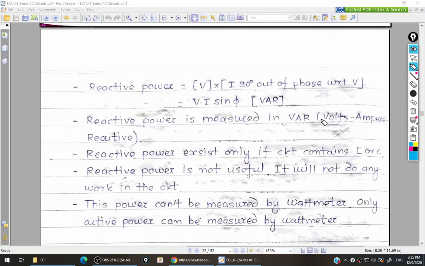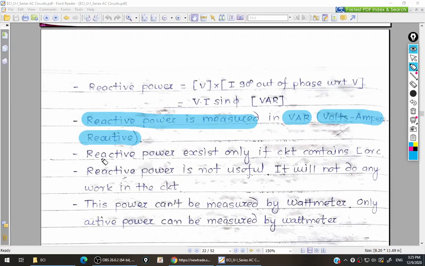Okay, so just now we have seen reactive power. How is reactive power measured? It is measured in var, meaning volt ampere reactive. Okay, and I already told you that reactive power is circulating power, so it can exist only if the circuit contains inductance or capacitance.